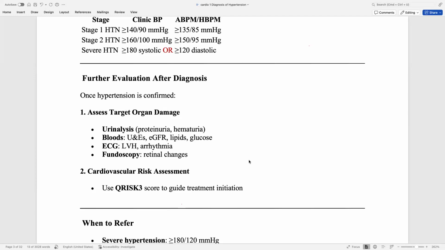Okay, so after the diagnosis, we need to evaluate, because the patient is having hypertension. We confirm. We don't know how many years he has had this hypertension, and whether there is any organ being affected. The organ that is targeted by hypertension is damaged or not. Okay?